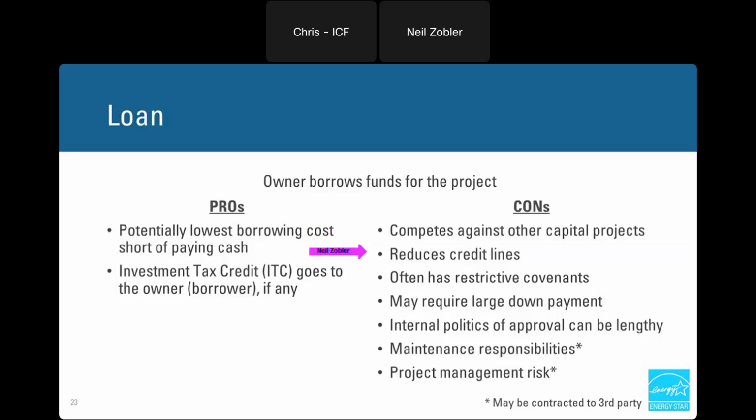But it reduces credit lines. So, each organization has a dollar amount that's been approved by the lender. And when you draw it down, that's no longer available, obviously, for other projects. It frequently has restrictive covenants.